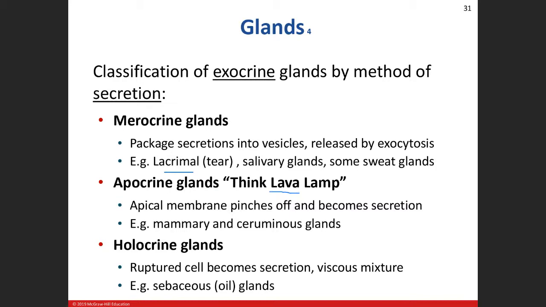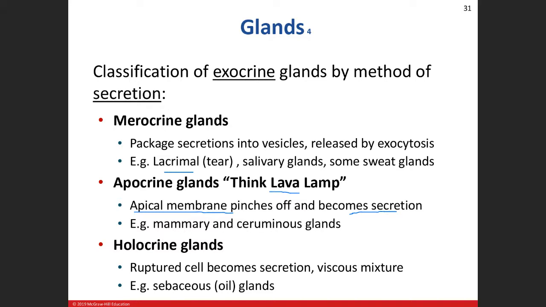So a lava lamp, or these types of glands, the apocrine glands, now, they're a little bit destructive. Not terribly, but a little bit. So what will happen in this situation, the apical membrane is going to pinch off of these cells. A good portion of the apical membrane will pinch off and become the secretion. So these types of secretions are going to be a little bit more viscous, a little bit thicker, than merocrine glands.